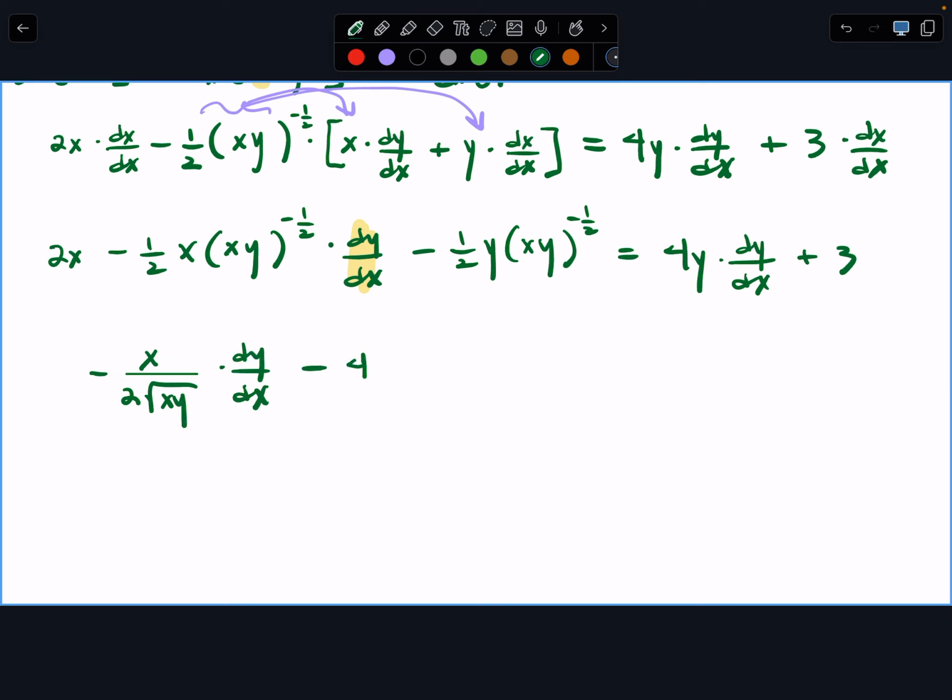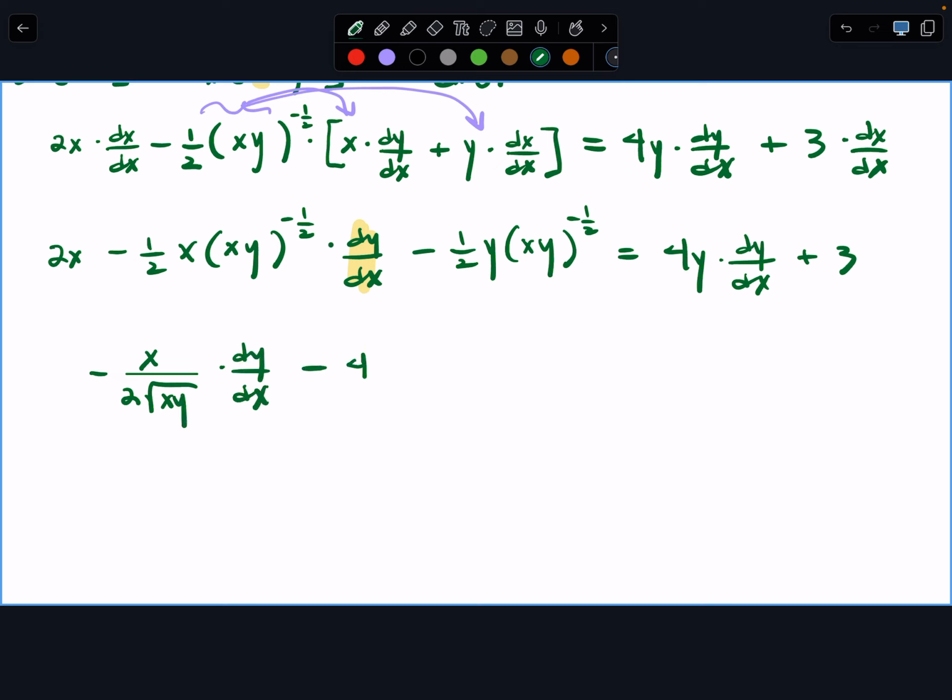Please just wait. Before we can start applying properties of equality, like the addition property of equality, we need to distribute this here and here so that we can get rid of this group of symbols. So distributing here, this is just 2x, and then distributing this to the x dy over dx, that ends up being this.